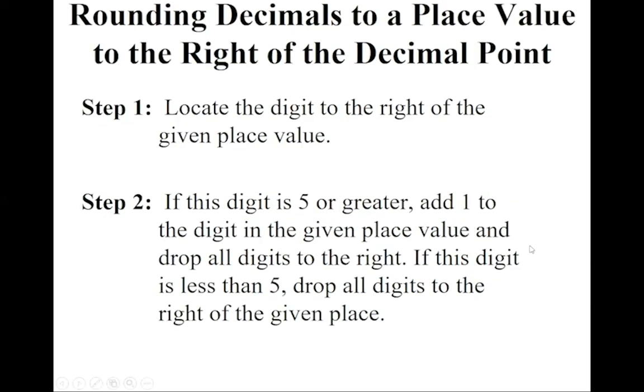So to recap that, locate the digit to the right of the given place value. If it's 5 or greater, add 1 to the digit in the given place value and drop all digits to the right. If the digit is less than 5, just drop all the digits to the right of the given place.